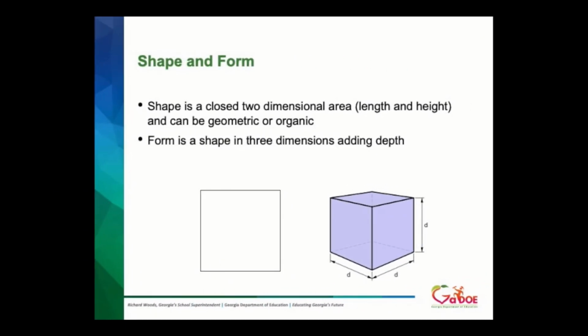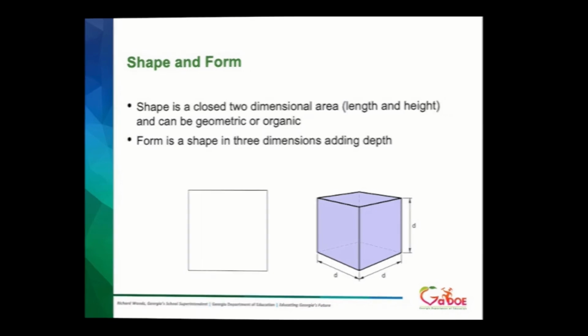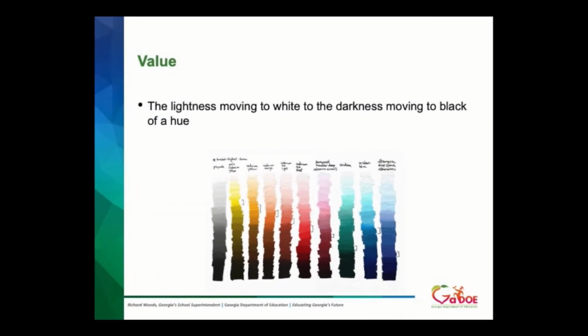Shape and form. Shape is a closed two-dimensional area, length and height, and can be geometric or organic. Form is a shape in 3 dimensions, adding depth. Value is the lightness moving to white to the darkness moving to black of hue.